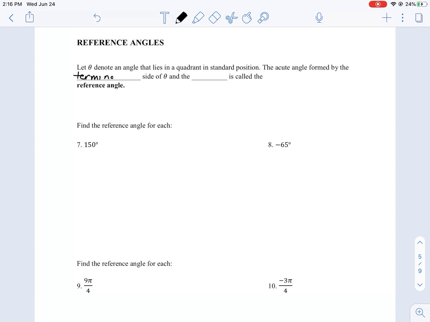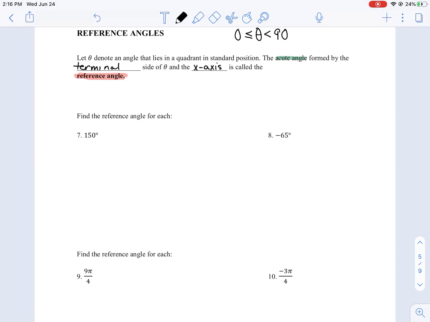The acute angle formed by the terminal side of theta and the x-axis is called the reference angle. Before we begin finding reference angles, I want to bring your attention to the phrase acute angle. An acute angle, if you remember, is an angle that's less than 90 degrees, but it's also got to be greater than or equal to 0 degrees. And that's going to be very important for a few of these examples.